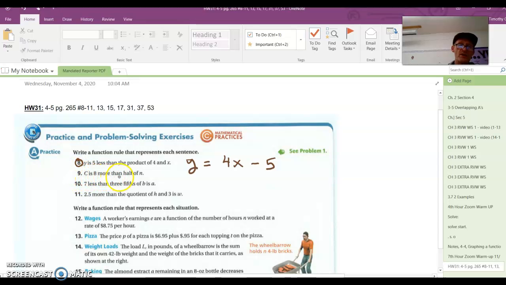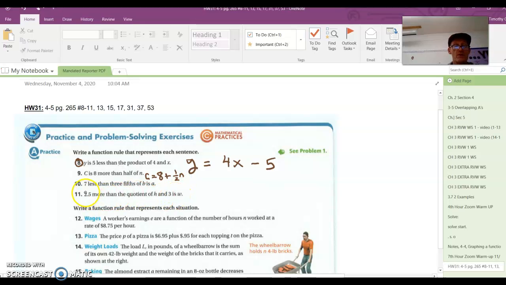9, c is 8 more than half of n. So c equals 8 more than, that means plus, 8 plus half of n, which is 1/2 n.